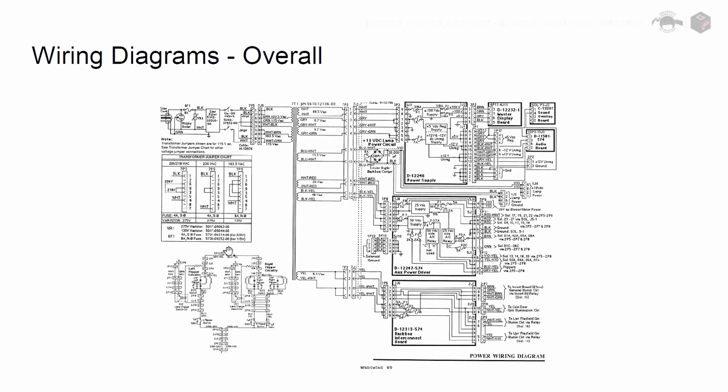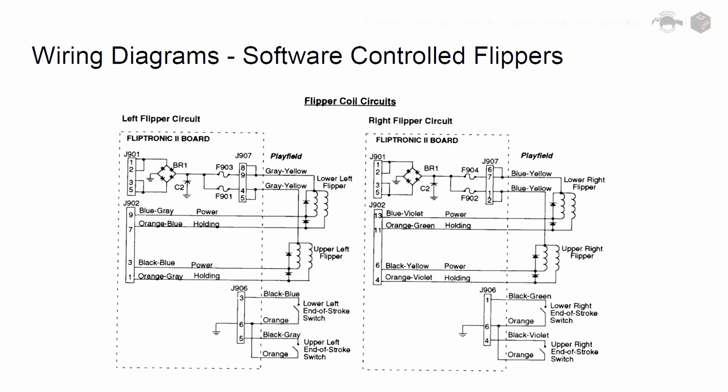This little piece down here at the corner, this is a flipper wiring diagram. This tells you exactly how the flippers are wired. And again, if you learn how to read that, you can go to your machine and say, this actually is what's there.